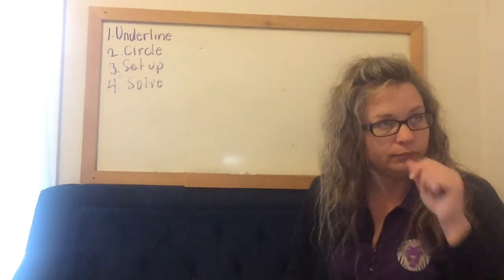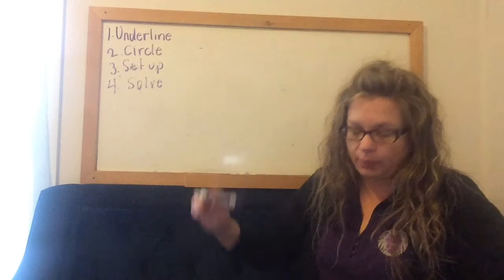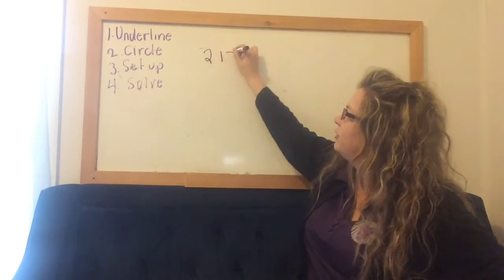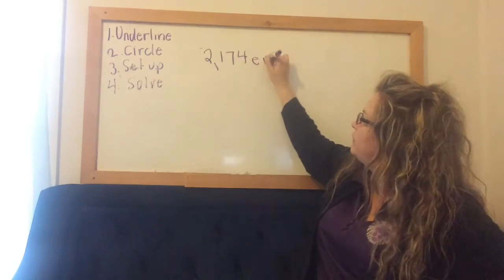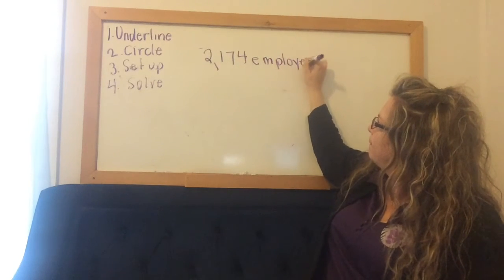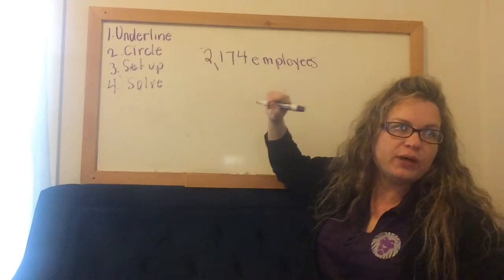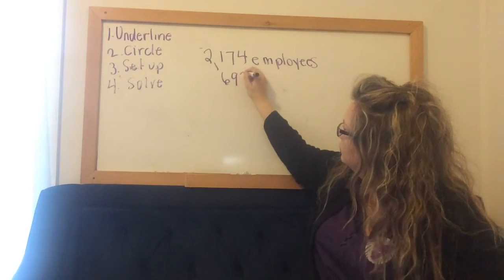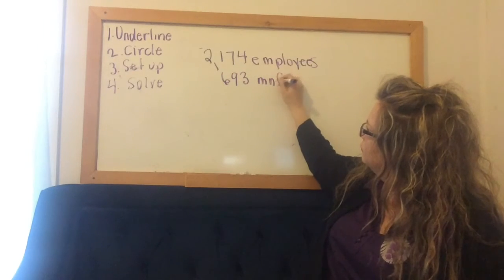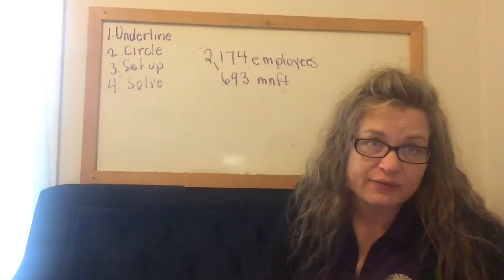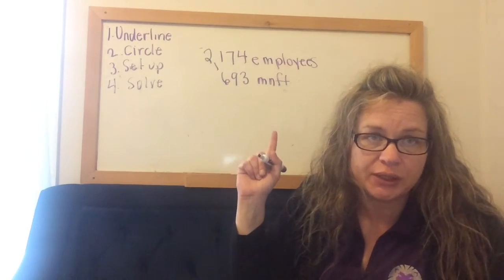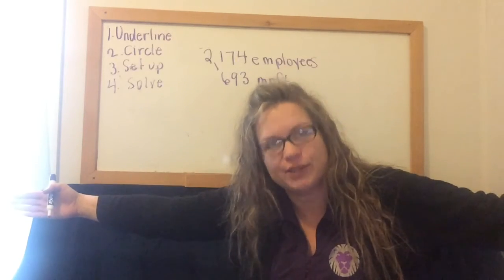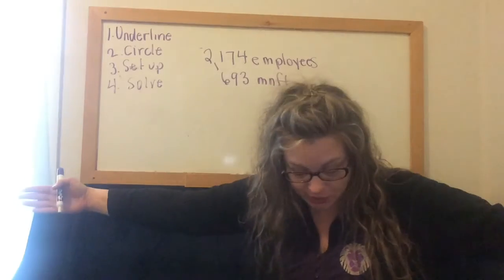Circle the important information, which is 2,174 employees, as well as 693 in manufacturing. I have no idea if that's an appropriate abbreviation for manufacturing. However, I'm working on a small space because, again, this is a love seat. I'm literally touching end to end. We're working in a small area here.